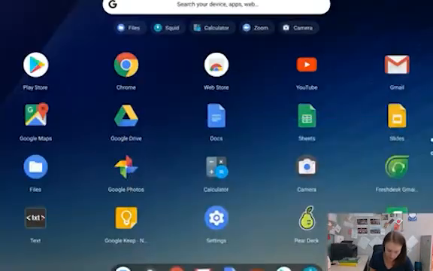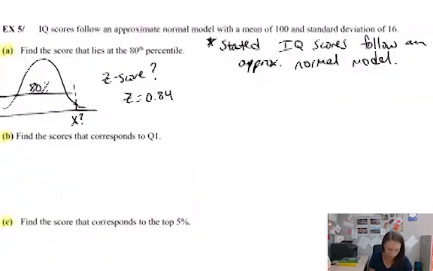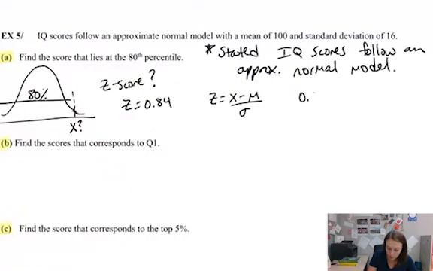If I did that right, I'm just going to double check that that was right. Yes, 0.84. Okay, and then I'm going to use my z formula. So z equals x minus mu over sigma. And again, we don't have to use that over square root of n right now because n is 1. And I'm going to plug it in. So 0.84 equals x minus 100, mean of 100, divided by standard deviation of 16. And then I can solve for x. I multiply both sides by 16.